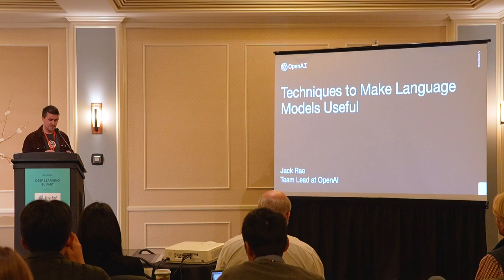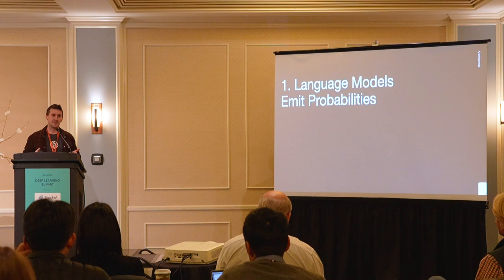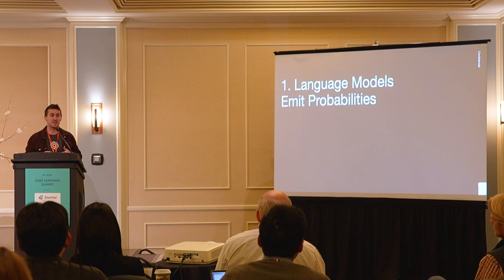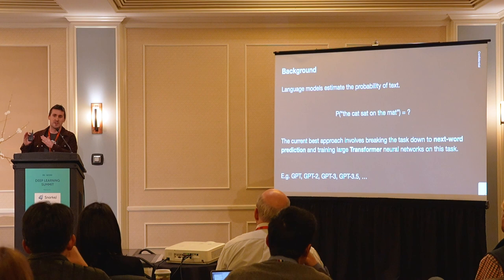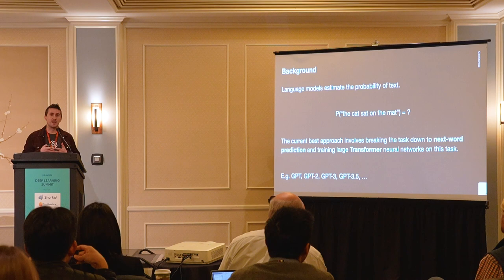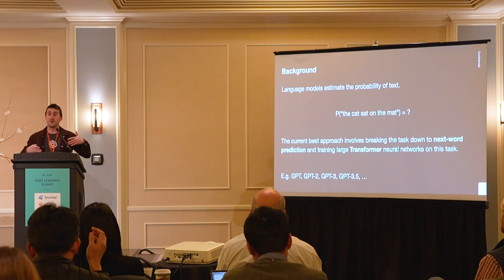So I'm going to talk in three parts, and the first one is a background, maybe to get everyone on the same page. And the message of the first one is, although maybe you feel like you know language models, their primary purpose, the thing that they're trained to do, is just to emit probabilities. So what do I mean by that? Stripping back from talking about GPT-3 or ChatGPT, et cetera, going back to the mathematical definition of a language model, it's something which is trying to model the probability density of text. So it's trying to estimate an incredibly difficult to imagine probability density function over maybe all of the text that we have availability to. So that's what they're trained to do.